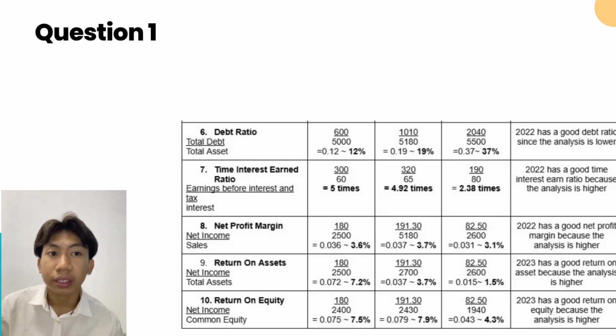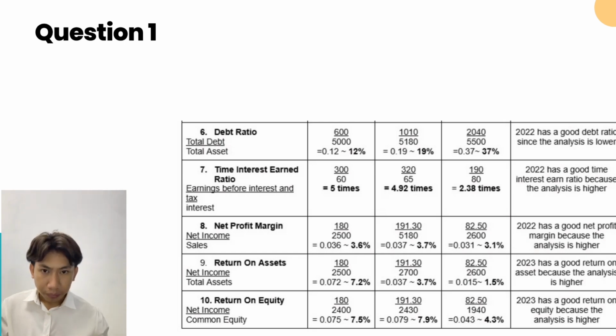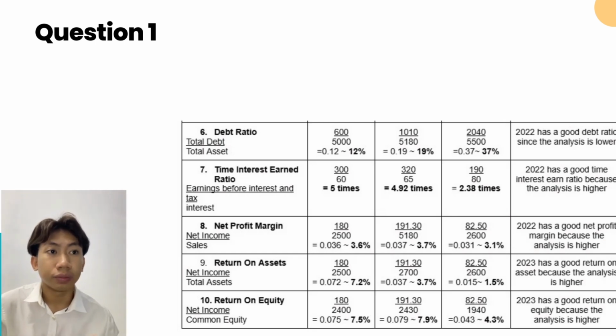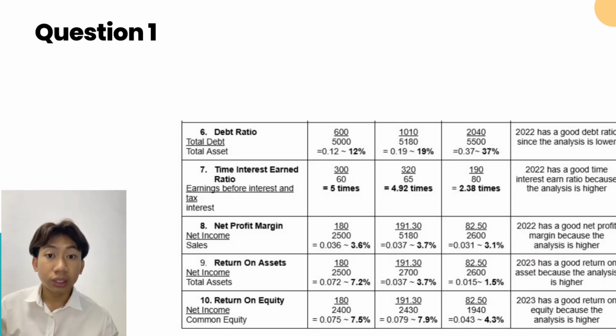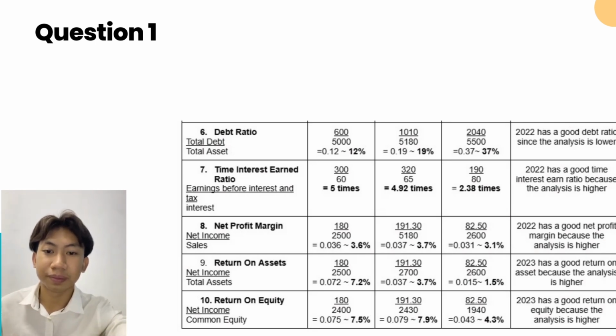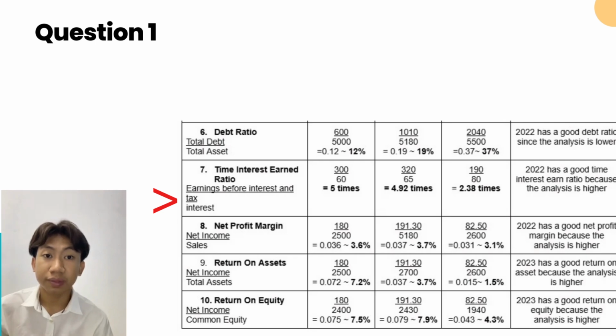For the first year we get 12%, the second year we get 90%, and the third year we get 37%. So the analysis is that 2022 has a good debt ratio since the result is lower, because for debt ratio, the lower is the better. For number 7 is the times interest earned ratio. The formula is earnings before interest and tax divided by interest.